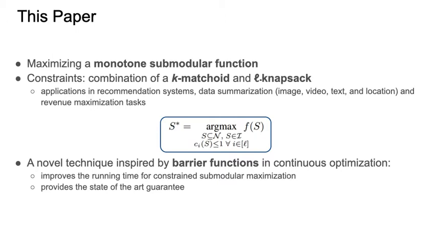Our approach lies in between fast thresholding algorithms with suboptimal approximation ratios and slower algorithms that use continuous greedy and rounding methods. By using a novel technique inspired by barrier functions in continuous optimization, we propose two algorithms for maximizing a monotone submodular function that improve the running time for constrained submodular maximization and also provide state-of-the-art guarantees.